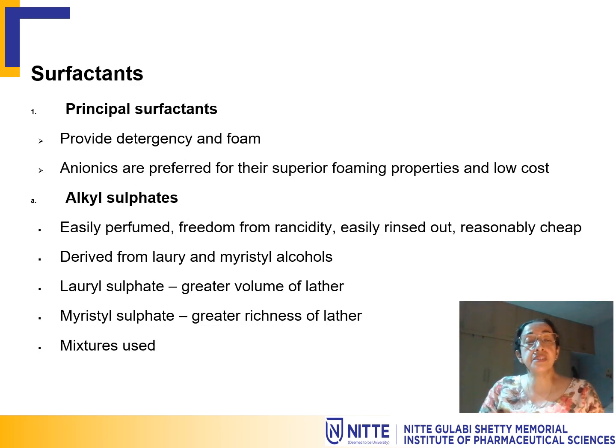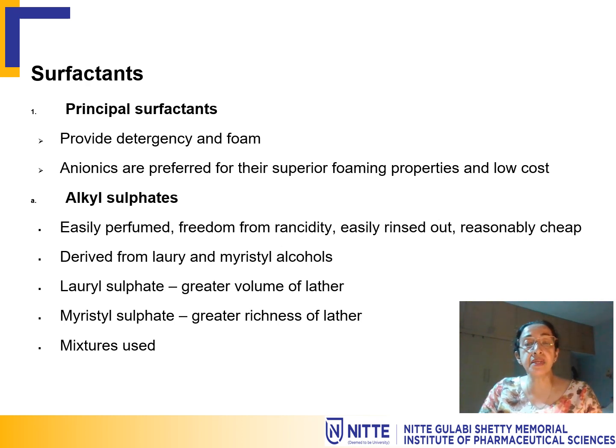So let us first discuss the surfactants. These are the principal cleansing agents in a shampoo. Surfactants may be used as principal surfactants or they may be used as auxiliary surfactants. The principal surfactants are important for the detergency and foaming effect of a shampoo. In fact, the primary cleansing effect of a shampoo is mainly due to its principal surfactants. So you have different types of surfactants such as cationics, non-ionics and anionics. However, the anionics are preferred because of their superior foaming properties.